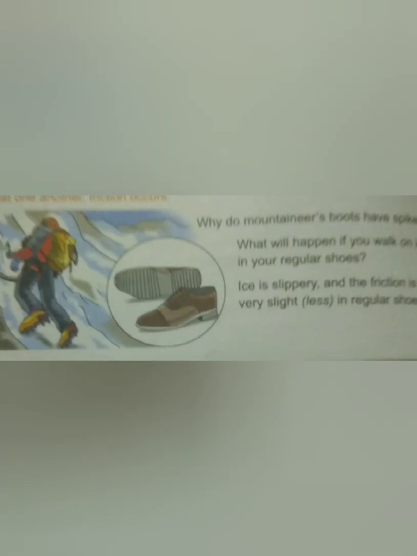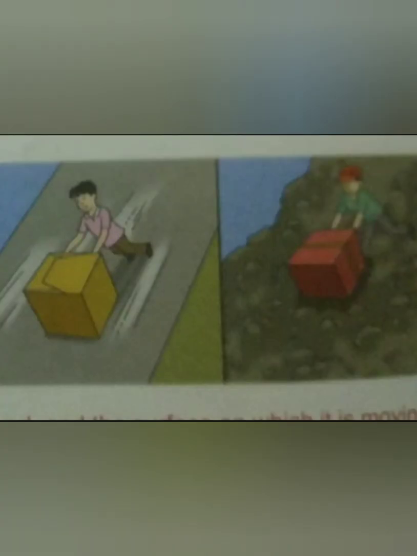Now see in this image, the mountaineer is climbing the mountain and his boots have spikes on them. Okay, his boots have spikes. Then children, why do they use these types of boots? Because if they use regular boots, then they may slip and fall, and ice is slippery, so they use this kind of boots.